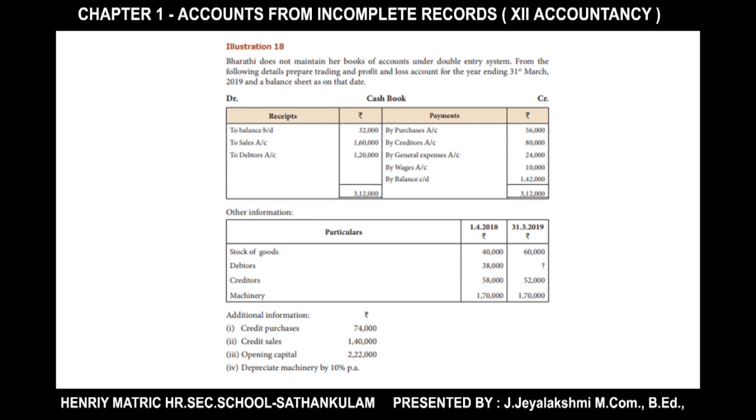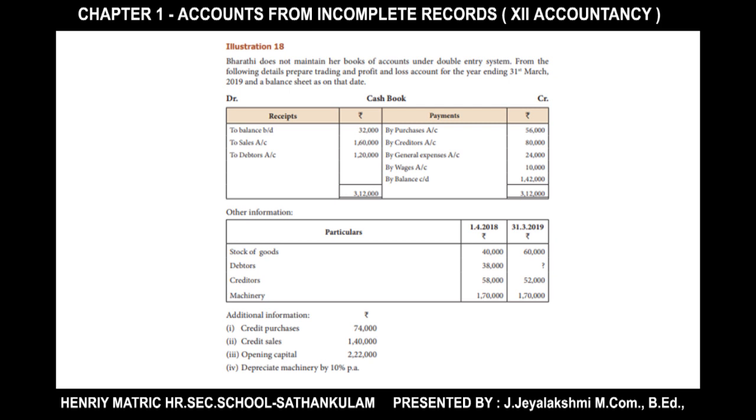Then creditors is given in the opening and closing, machinery is given. Then additional information is also given. See, credit purchase is 74,000, credit sales is 1,40,000, opening capital 2,22,000, depreciation on machinery 10%. Depreciation on machinery 10% means we have to calculate on the machinery 1,70,000 into 10 by 100, and we will have the depreciation amount.